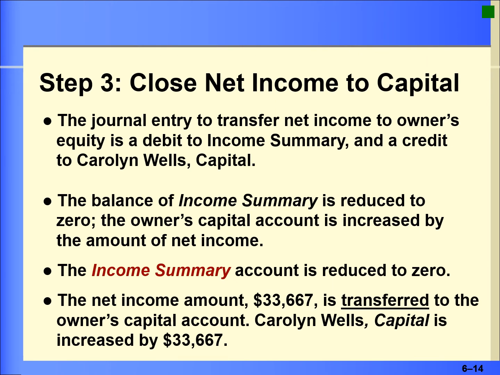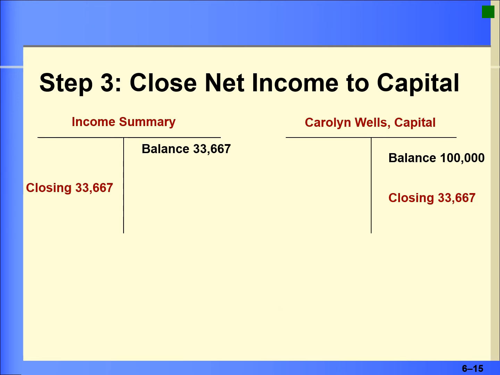And notice, once again, I'm just going to skip down to the bottom here. Once we do close that net income out, notice we're going to simply transfer it to the capital account, and therefore the capital account is actually going to increase by this amount because net income does increase equity. So notice, once again, we've got the income summary. It's going to go to zero, and then once we close that balance out, it's going to basically go over to the capital account. And now the capital account has an additional $33,667.